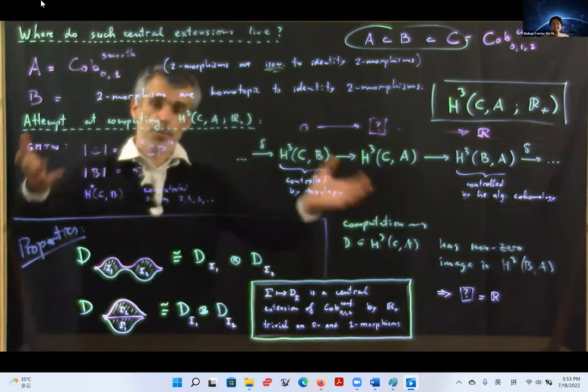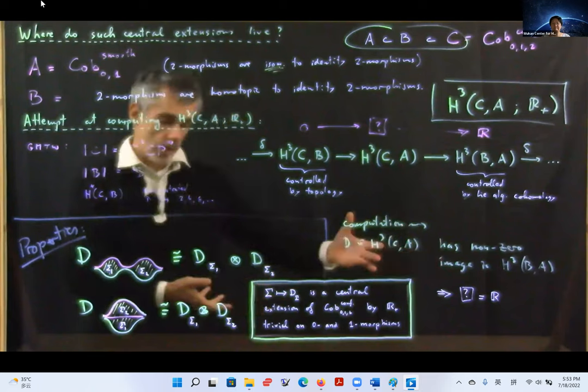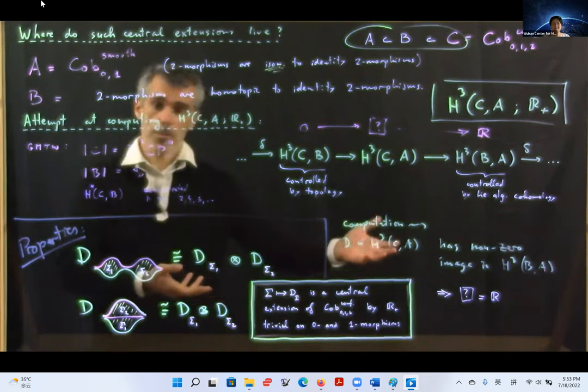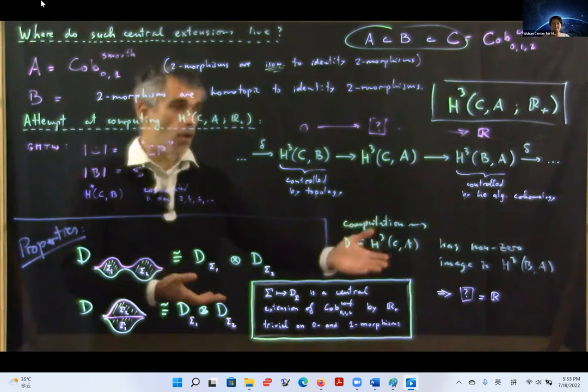And so this would be wonderful because then whatever comes out of our construction with James Tanner of, for example, the WCW models, we could just be like, oh, well, it lives in the same group, which is just R, so it has to be some power of this Liouville central extension.